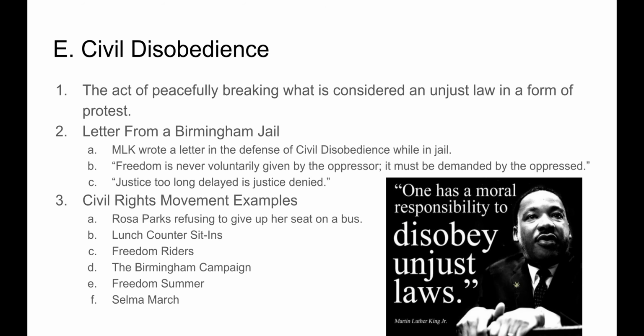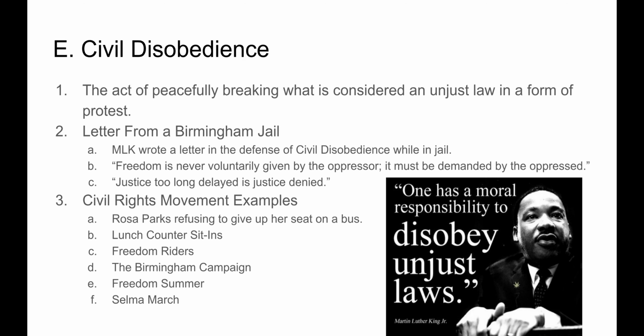All right, civil disobedience. This is the act of peacefully breaking a law that you consider to be unjust. This is not created by Martin Luther King Jr., but it was definitely employed by him. The concept here is, you're purposefully going to jail to make the point and to draw attention to the issue.